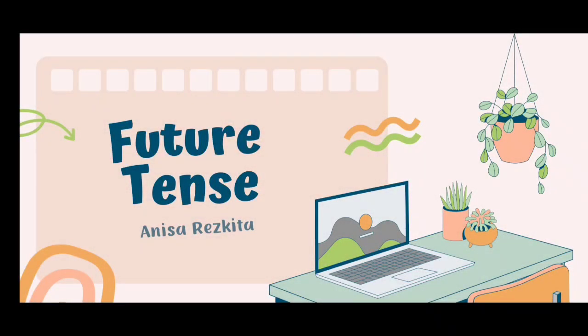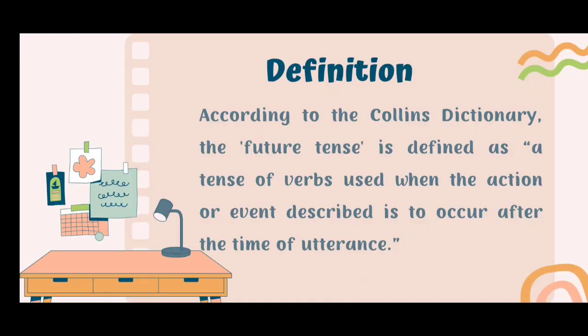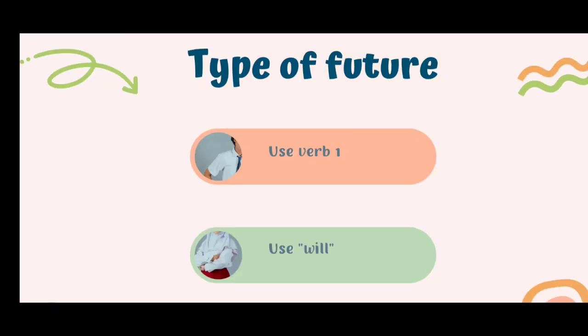Now let's learn about future tense. So what is future tense? According to the Collins Dictionary, the future tense is defined as the tense of verb used when the action or event described is to occur after the time of utterance. There are two types of future tense. The first one is use verb 1 and the second one is use will.